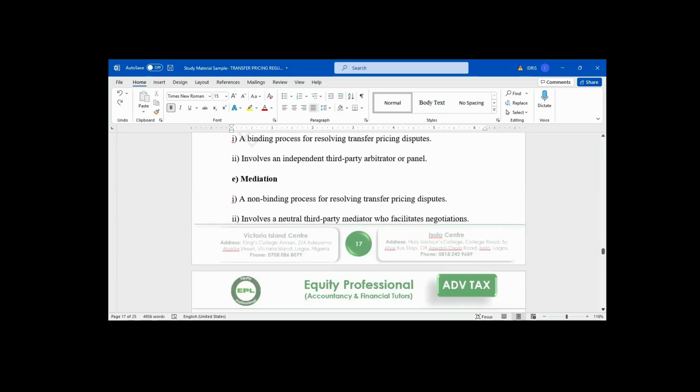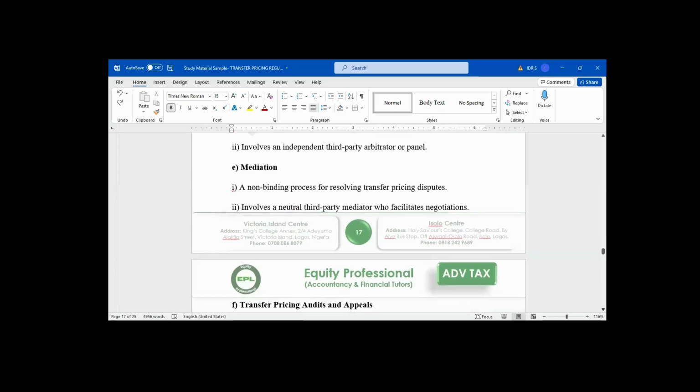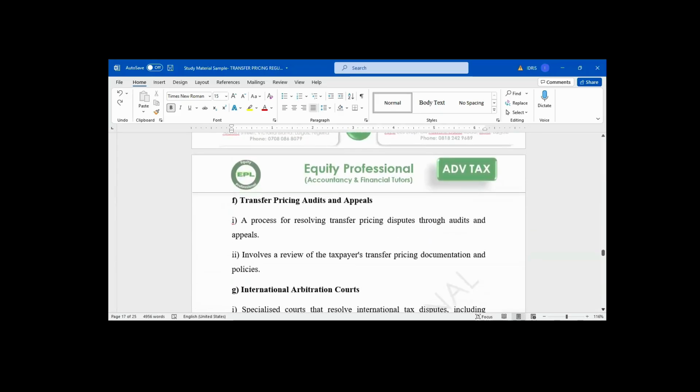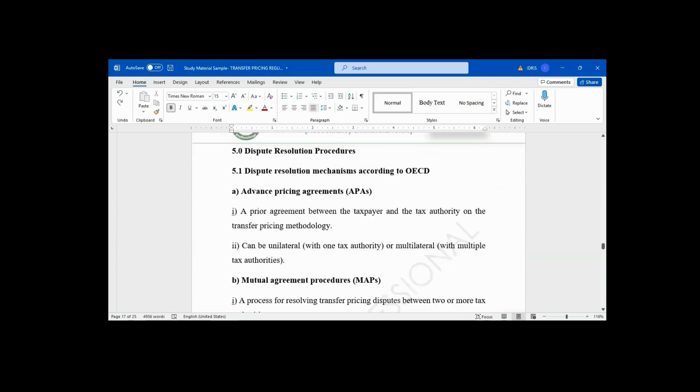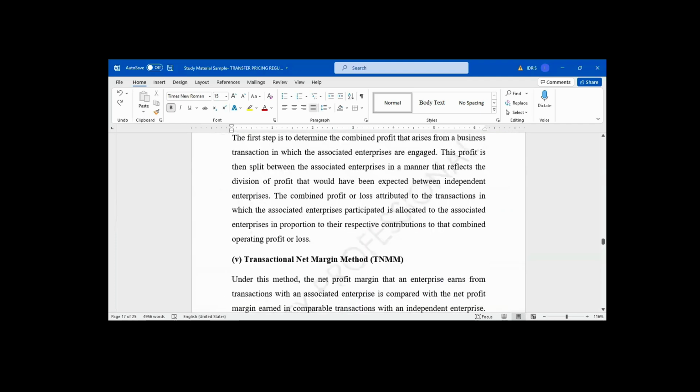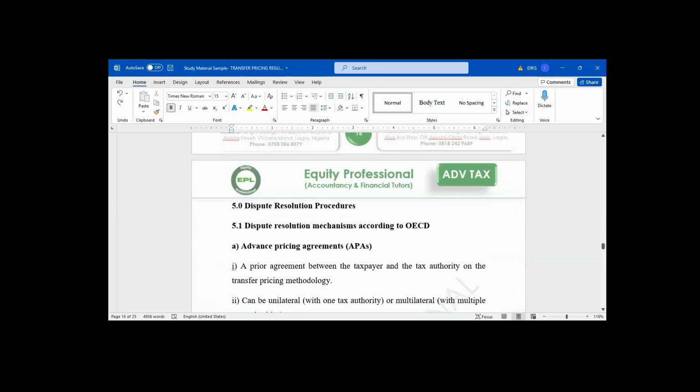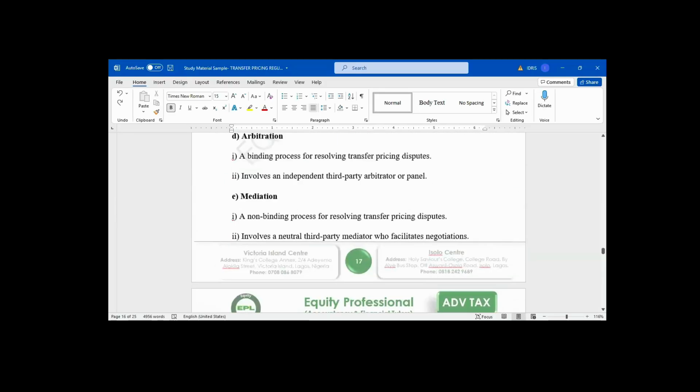Mediation is a non-binding process for resolving transfer pricing disputes. So all these are the transfer pricing dispute resolution mechanisms recommended by OECD.